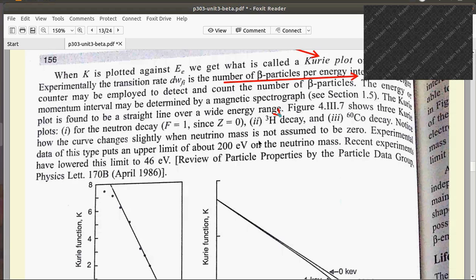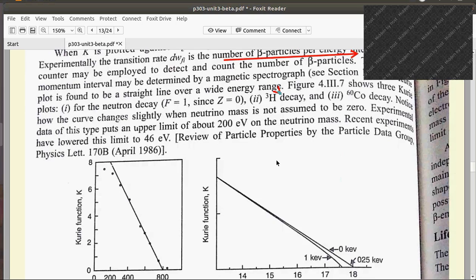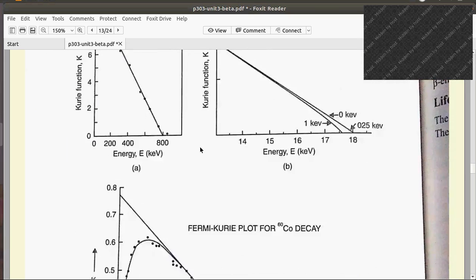It is around 2019 that the neutrino mass was found to be almost 0.12 electron volt. Recent experiments have lowered this limit to 46 electron volt.